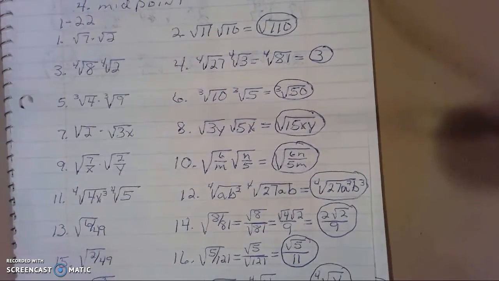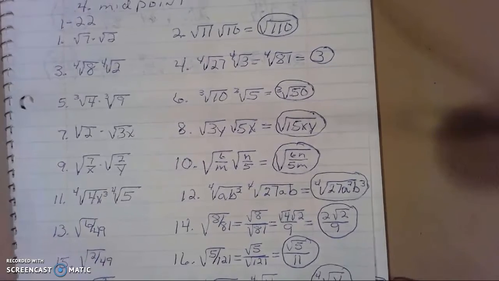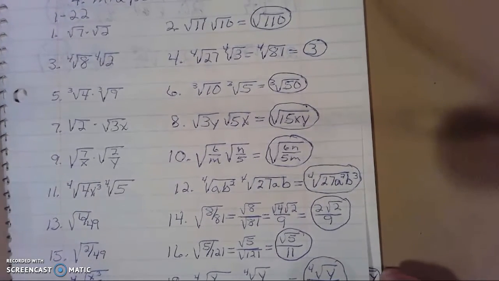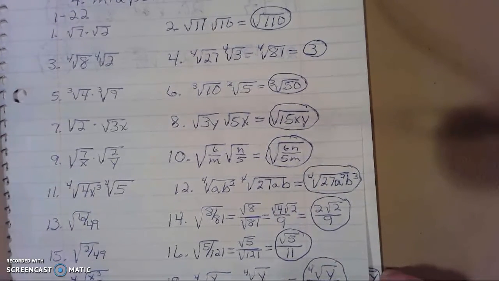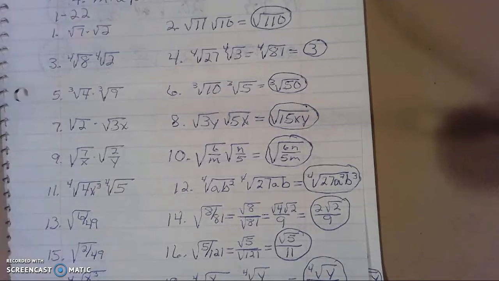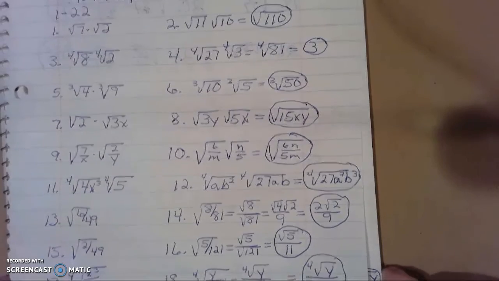13, square root of 6 over 49. 14, square root of 8 over 81 is the square root of 8 over the square root of 81. Square root of 81 is 9. But the square root of 8, this is where we're starting to learn something new. If you can't take the square root of a number, you find the biggest square root that goes into it evenly. Square root of 4 goes into 8 twice. So the square root of 4 is 2 with no radical around it. So 2 square root of 2 over 9.